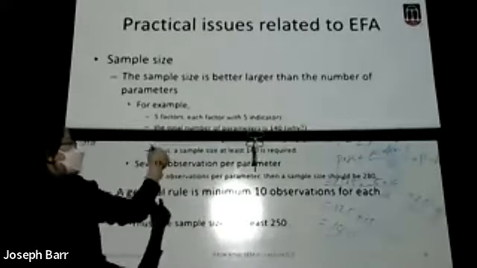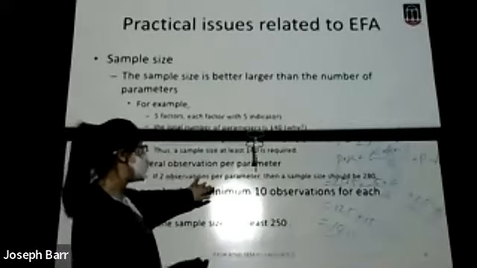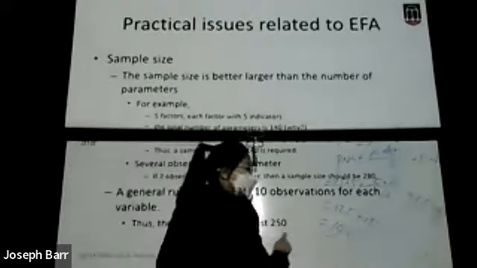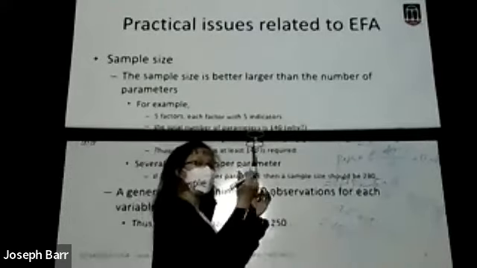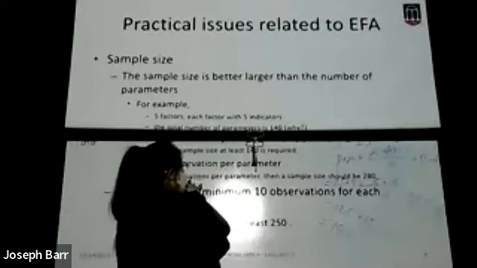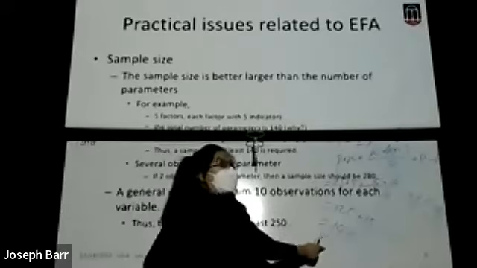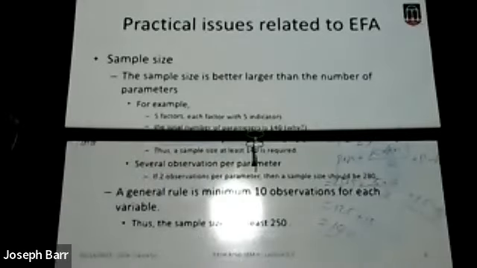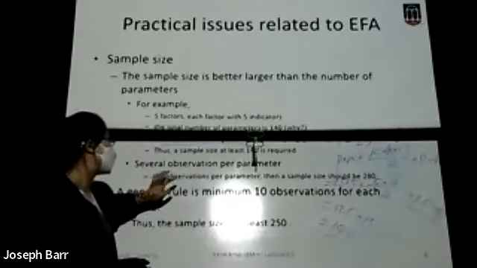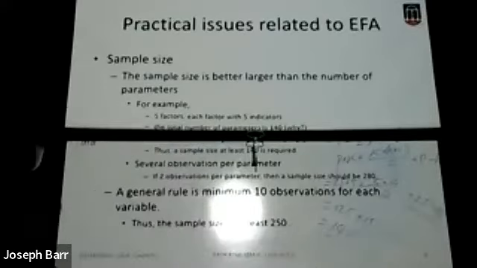Suppose you want two observations per parameter, and the number of parameters is 140. Then you should have 280. And of course, if you want to make sure the sample size is larger, suppose you want 3 observations per parameter, then you multiply this number by 3. Okay, this is another rule.